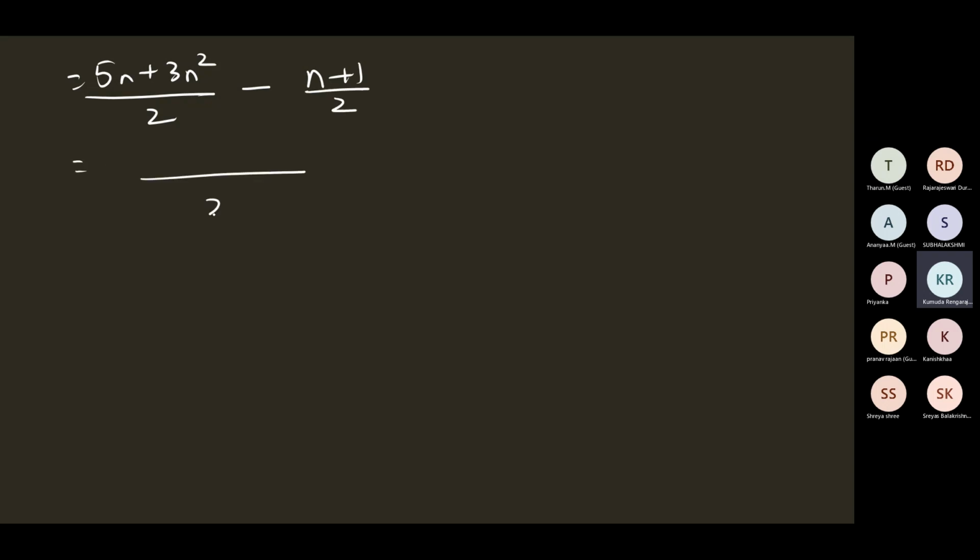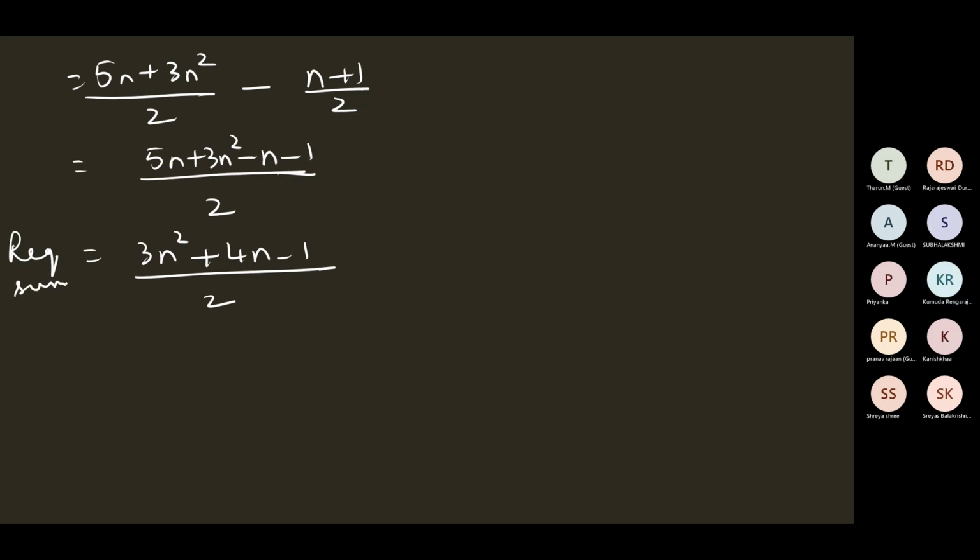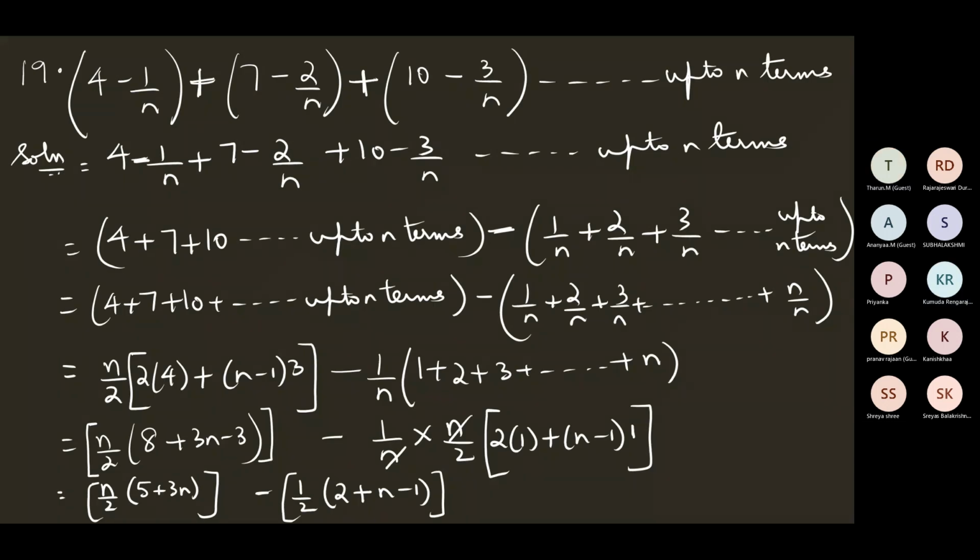So now 2 is the common denominator. So 5n plus 3n square minus n minus 1 is equal to 3n square plus 4n minus 1 by 2. So this is the required sum. Wasn't that easy, children? Easy to understand? It's okay if you were not able to try it, that's fine. But now is it easy to understand? Yes, ma'am. Kindly practice, children. Please practice board questions.